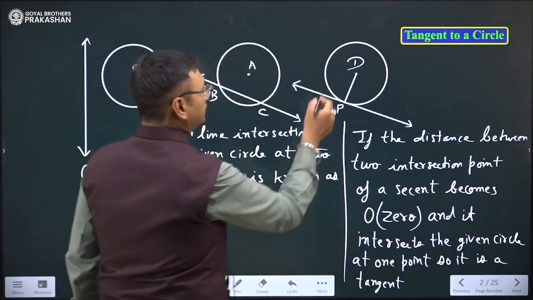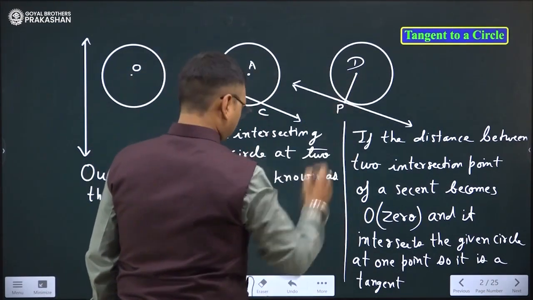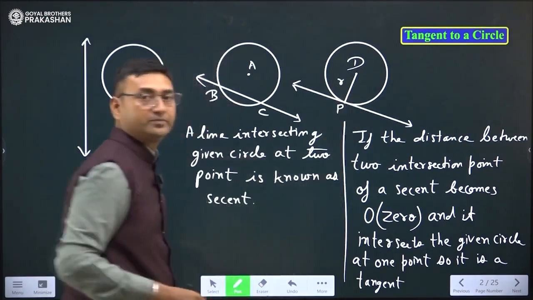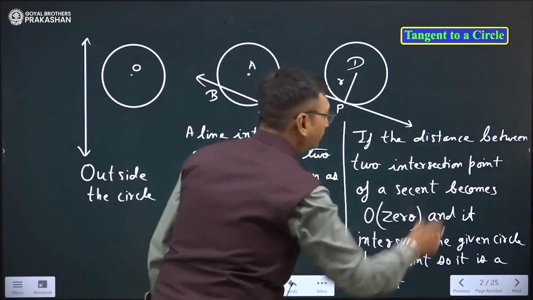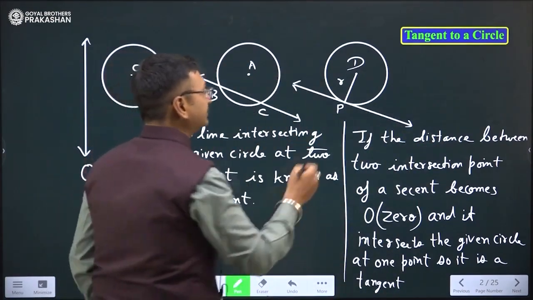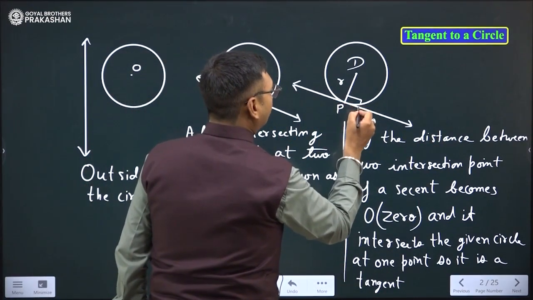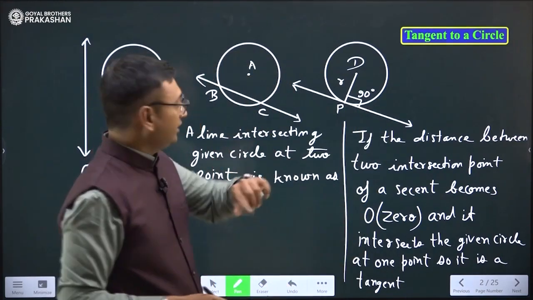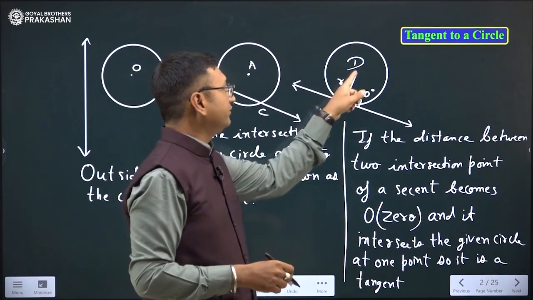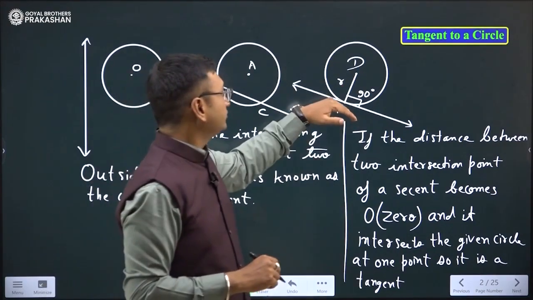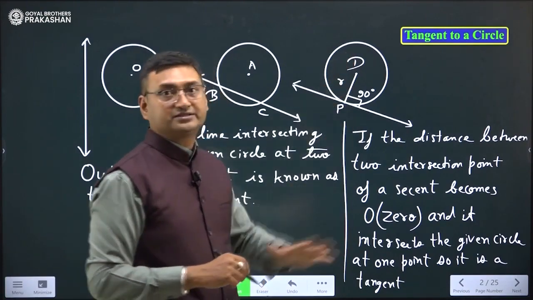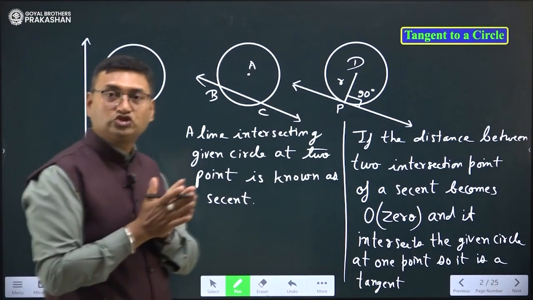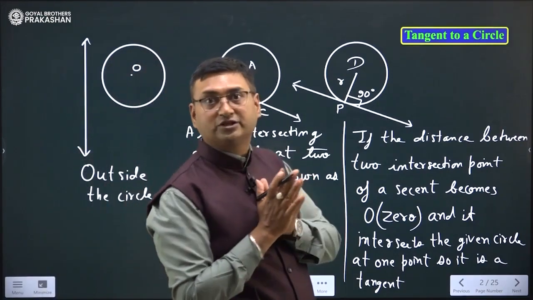Now if we go into more detail, and you find the angle between this radius, that is DP, and this tangent, it will always be 90 degrees. So it means if you connect this point with the center of the circle, and you see the angle between this tangent and the radius, it is always 90 degrees, that is perpendicular to each other. It means tangent and radius are always perpendicular.